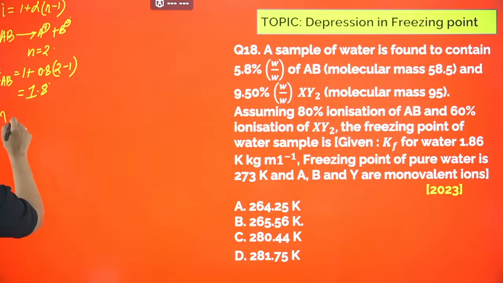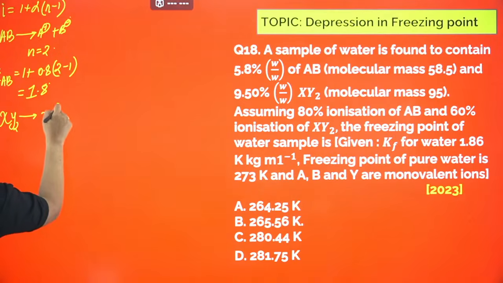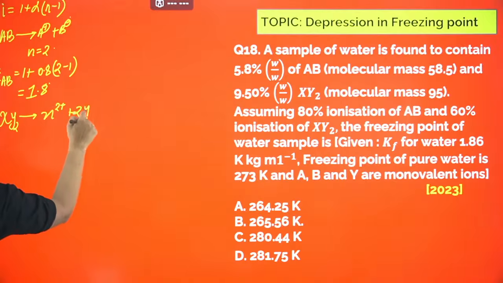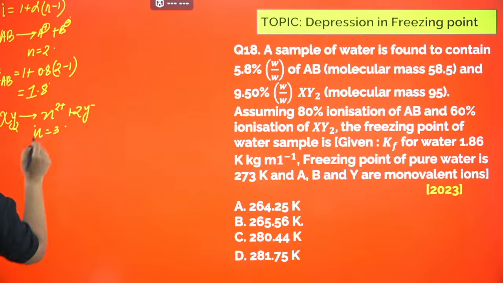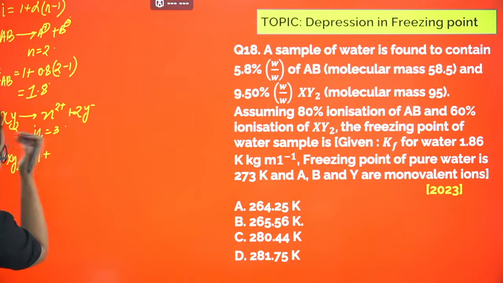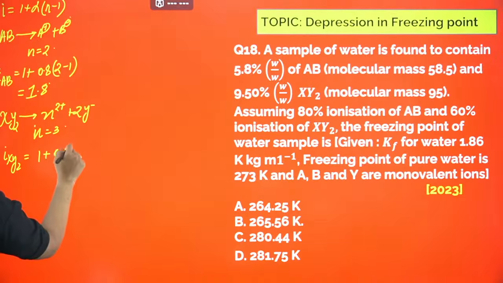Now next we will do for XY2. XY2 if it dissociates, it will give you X2+ and 2Y-. So now from here also I am getting n value equals 3, right? So let's put it here again. i of XY2 is going to be 1 plus, so here how much dissociation? 60% dissociation, so 0.6, right? Into 3 minus 1.